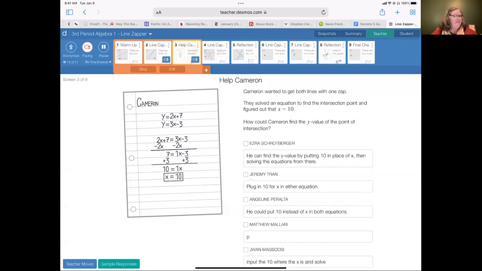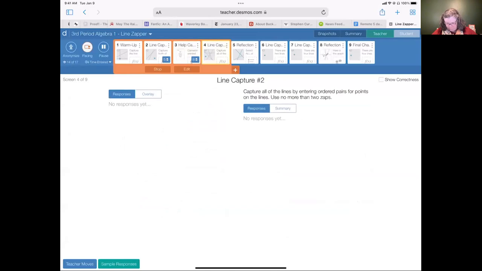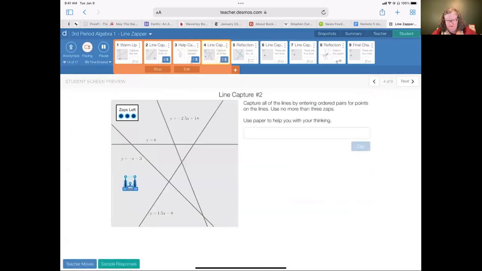All right, let's go ahead and open up slide 4. And honestly, it's where we're going to end things today. Slide 4 has different lines. I want you to look at the equations near them and see if you can capture all of the lines by entering ordered pairs for points on the lines with no more than 3 zaps. All of these are equal to y. So you should be able to set them up as equal to each other, substituting in what the y's are equal to.